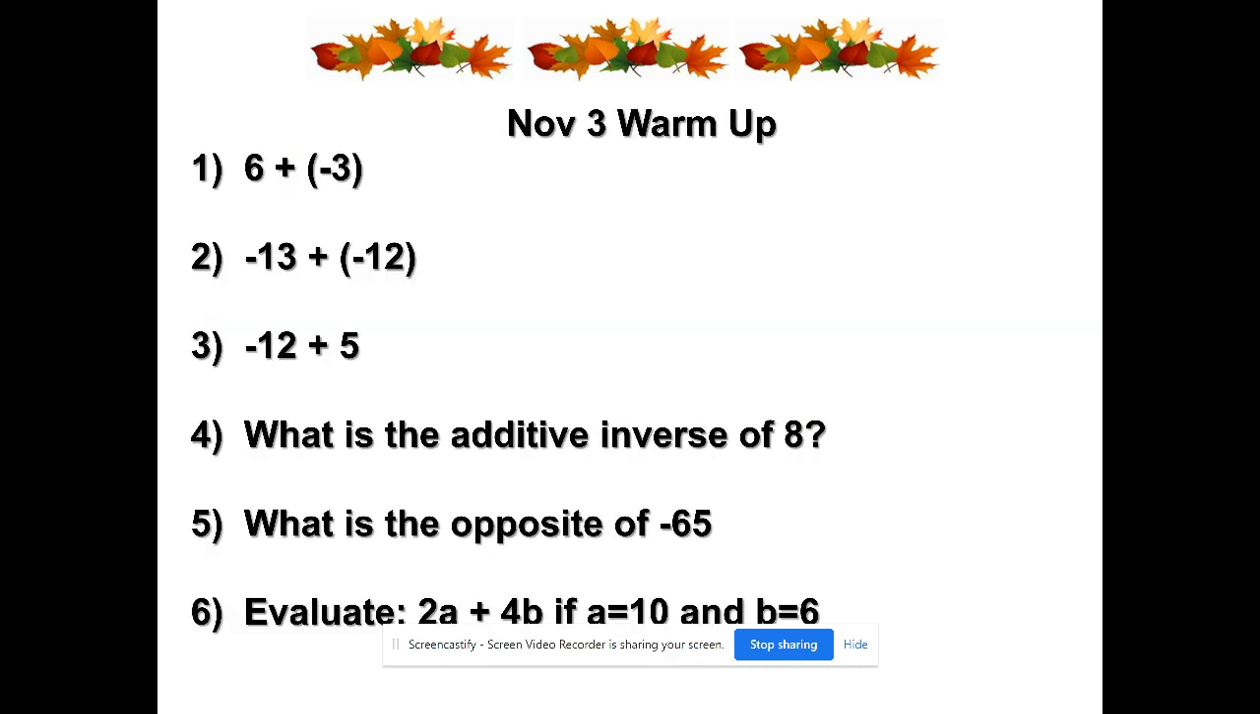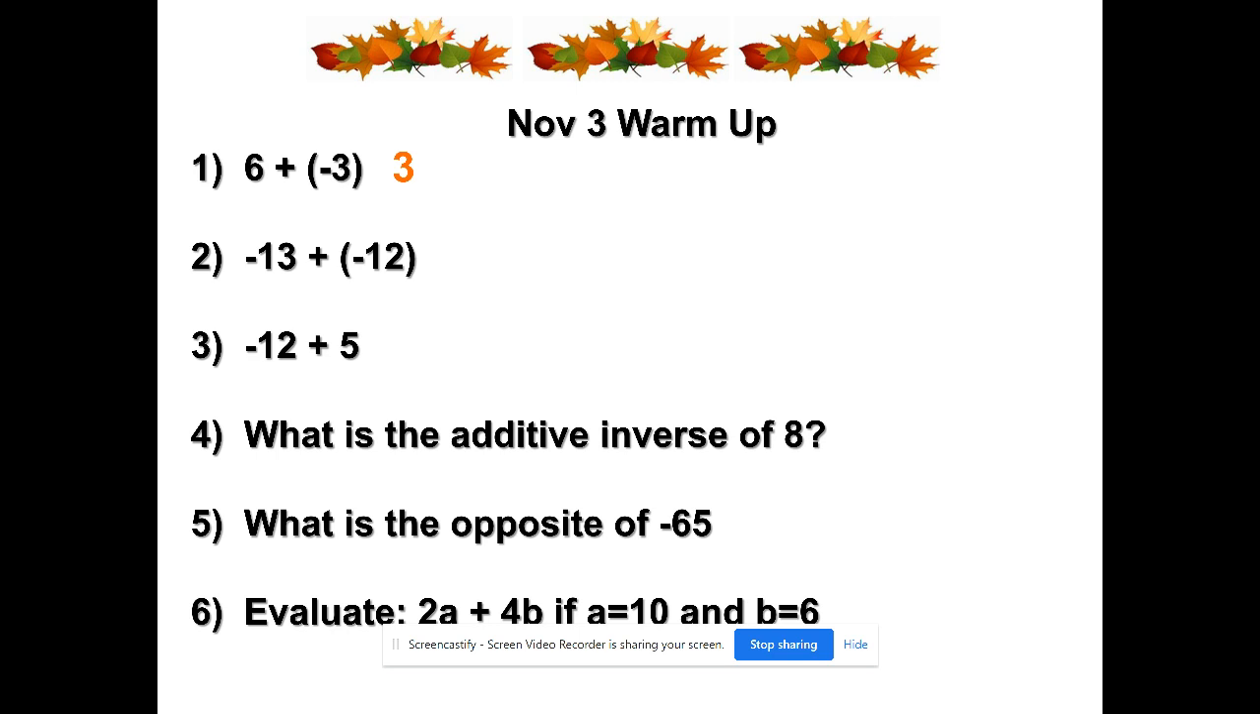All right, so this was the warm-up that you did. You were supposed to put your answers in Google Classroom in the Google Form, so you can grade it and send it to me. Make sure you did it. Also, you should have written your answers down on a separate piece of paper in case you needed to show any work. So the answer for number 1, 6 plus negative 3: they are different signs, so we subtract and take the sign of the larger. So 6 minus 3 is 3. It's positive because 6 is bigger.